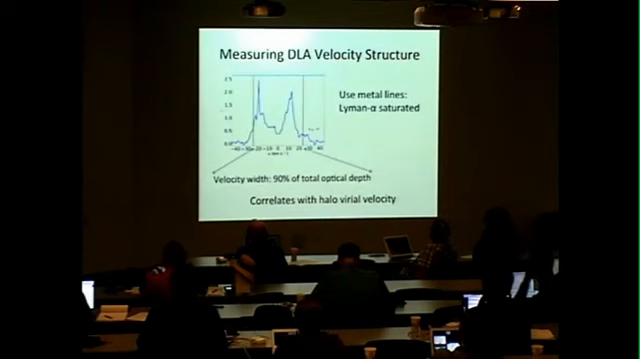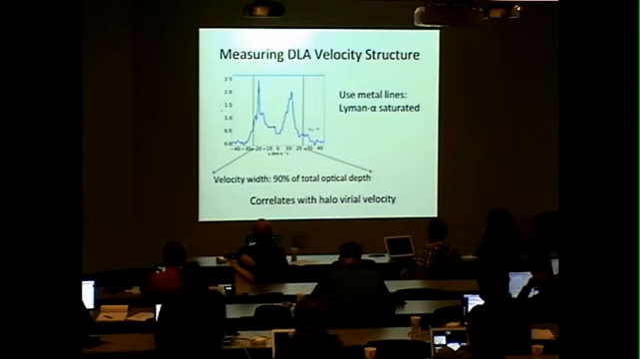So how do we measure these things? The neutral hydrogen line here, the Lyman-alpha line, is extremely saturated. So instead of the Lyman-alpha line, you use metal lines. This is a metal line spectrum. This is a simulated spectrum of silicon-2 that I've pulled out of a simulation.